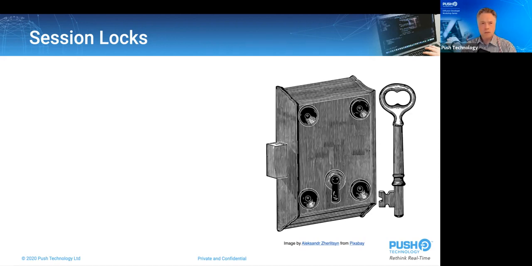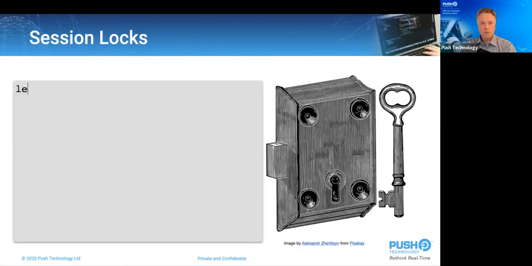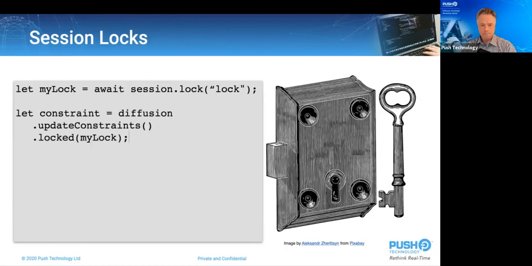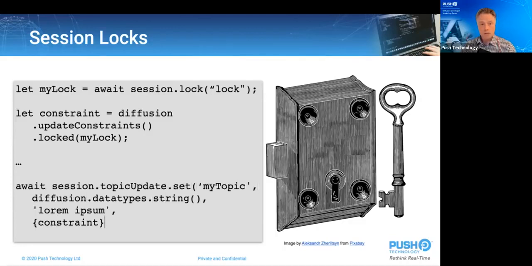Here's an example of how a lock can be used. So firstly, this call to session.lock will fail if the lock cannot be secured. And then we build the constraint. The final section is familiar to anyone who's used the stateless update API, session.topicupdate.set. The final constraint argument is the new addition that will fail this call if the session no longer holds the lock. Notice that locks are advisory and that holding a lock doesn't mean that somebody else won't update your topic if their code does not bother to secure the lock first.